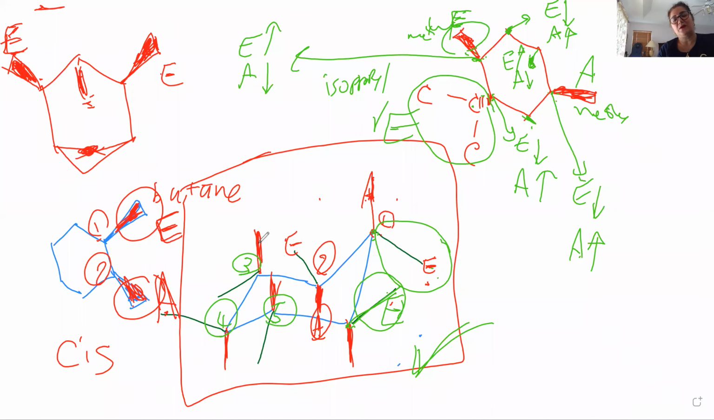What about 1,4-diaxial? Cis. 1,4-diaxial. So if 1 is up, okay, 2 down, 3 up, 4 down. So 1,4-diaxial is actually going to be trans.